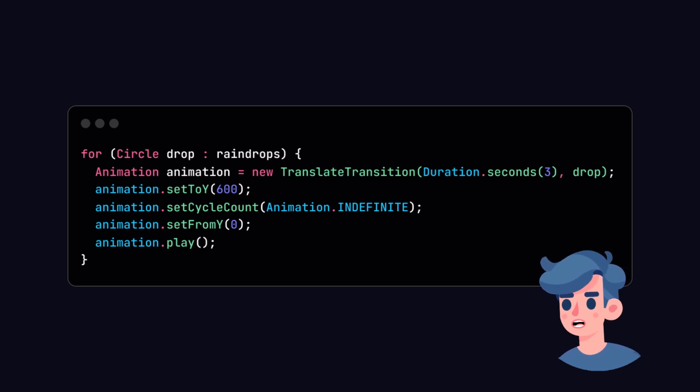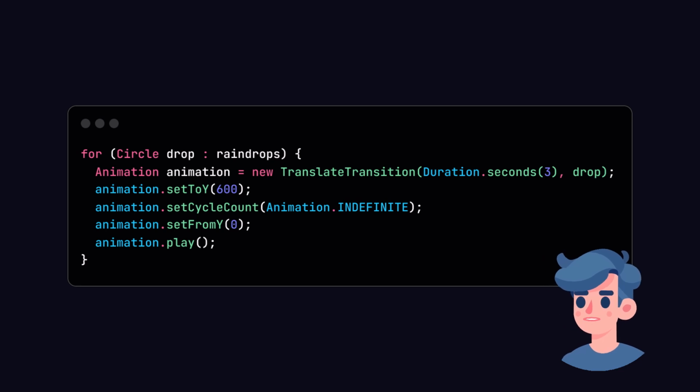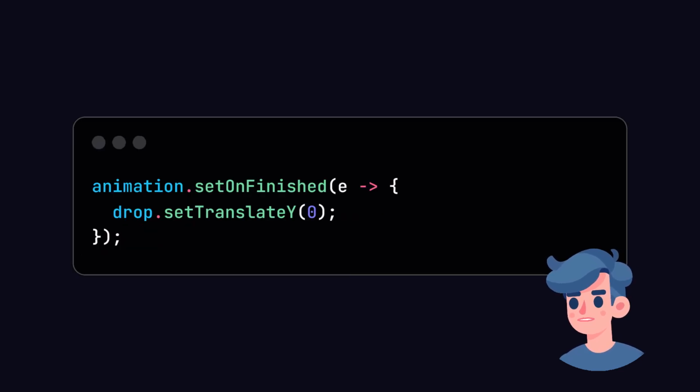Next, we will animate each raindrop to fall downwards. This animation will make each raindrop fall indefinitely. Next, we need to ensure that the drops reappear at the top after they reach the bottom. For that, we'll add an event listener to reset their position.